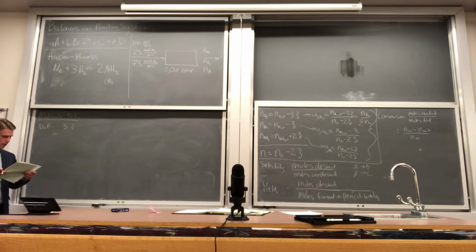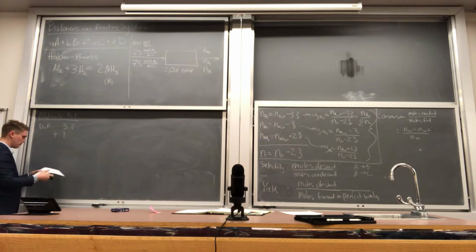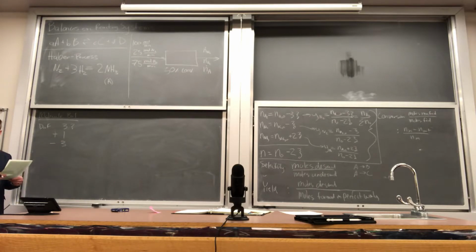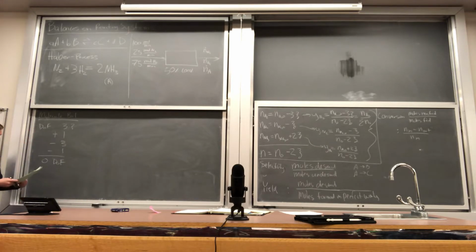Wait, oh, sorry, no, I'm looking at atomic balance. Sorry, I was looking at the wrong one. Plus number of independent chemical reactions. How many is that? That is 1. Minus independent molecular species. We have 3 molecular species. And minus the number of design specifications. How many of those do we have? 1. Minus 1, so that gives us 0 degrees of freedom. So we have enough information to solve this problem.